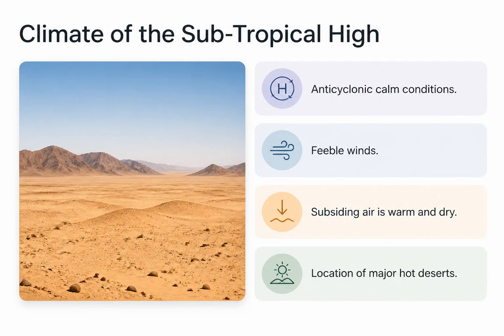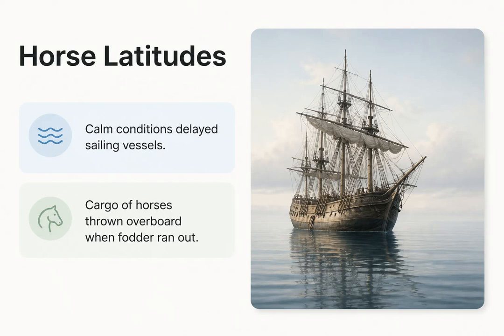Because the air here is sinking, it creates anticyclonic conditions, meaning it is very calm with only feeble winds. As this air descends, it is compressed by the increasing atmospheric pressure closer to the surface, which actually heats the air up, so the air reaching the surface is both warm and extremely dry. This is exactly why most of the world's major hot deserts are located along this specific belt in both hemispheres. The descending air simply does not allow for cloud formation or rainfall. Historically, the corresponding latitudes of this subtropical high-pressure belt earned a rather grim nickname, the horse latitudes.